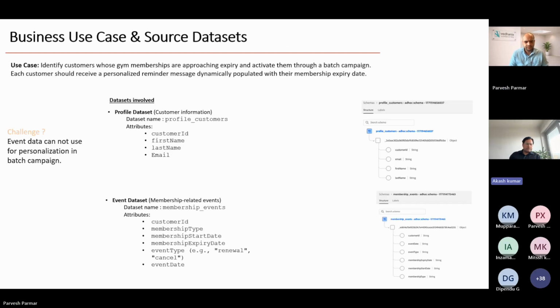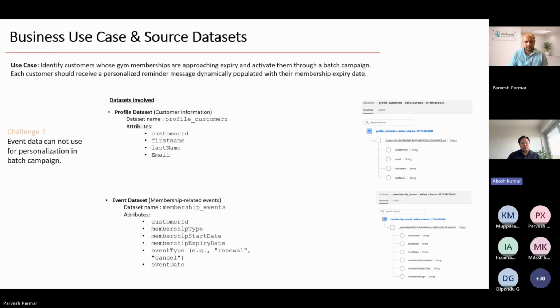Yeah, let's ground everything in a practical business use case. Our objective here is very simple. Identify the customers whose gym membership is approaching its expiry date and activate them through a batch campaign. But not just a generic campaign. Each customer should receive a personalized reminder message, dynamically populated with their actual membership expiry date.